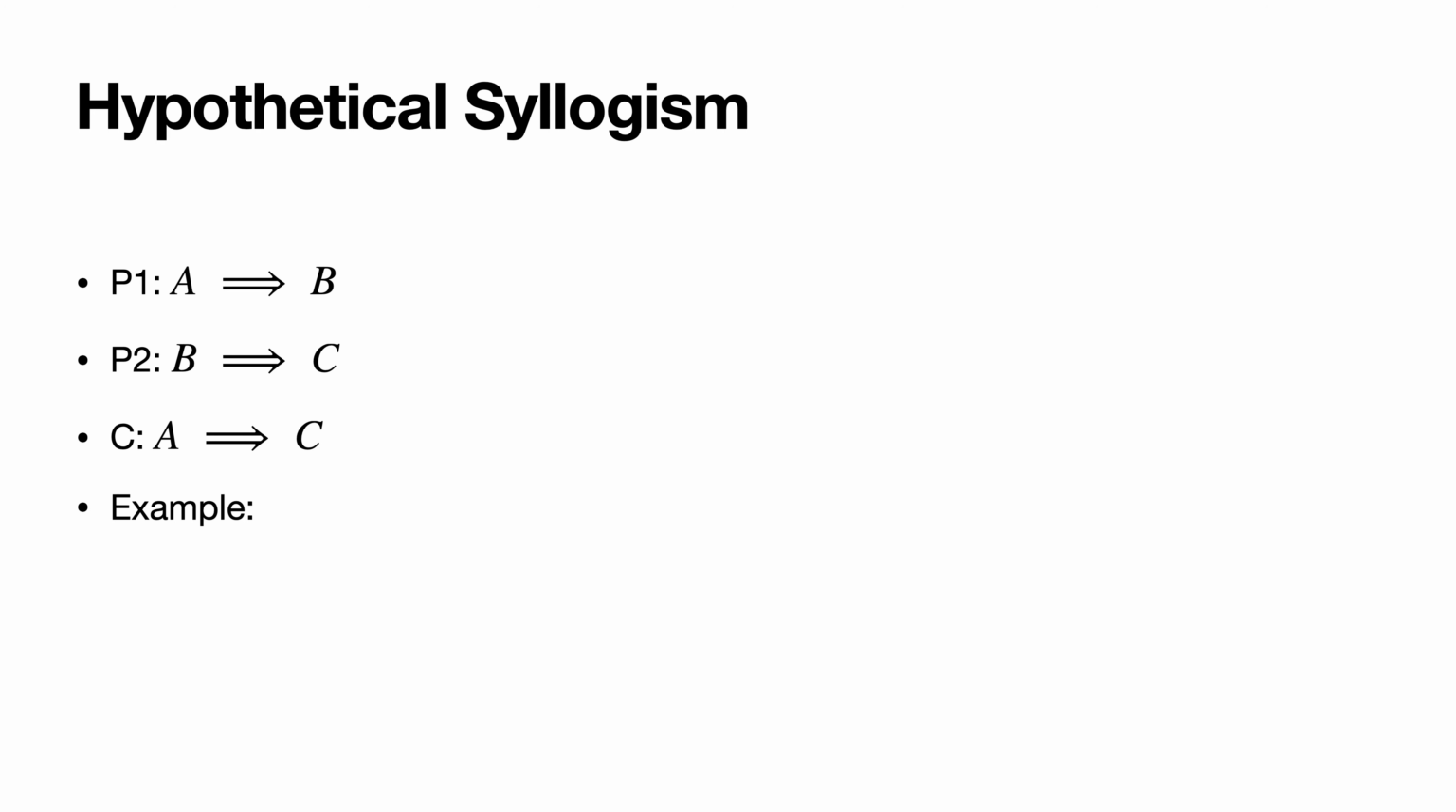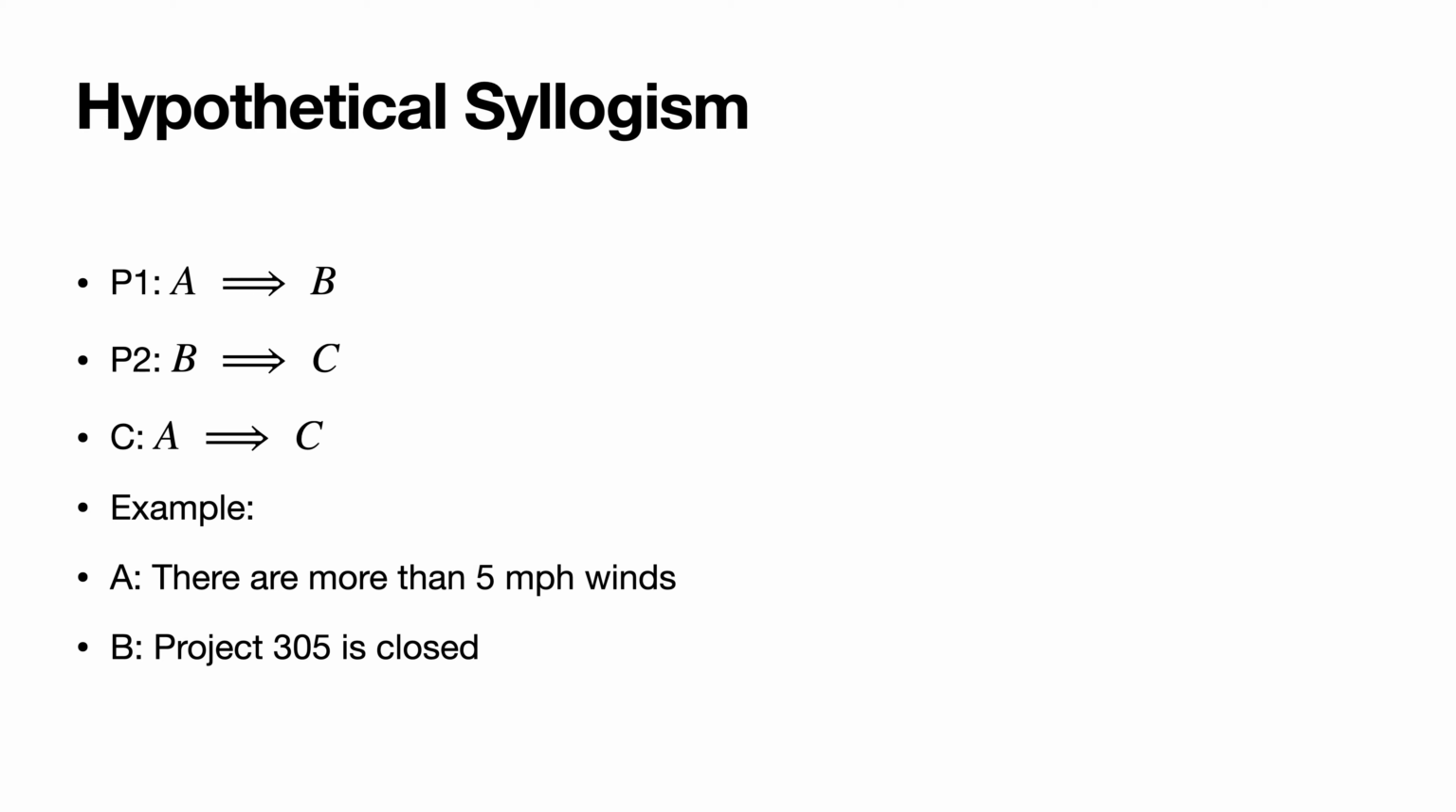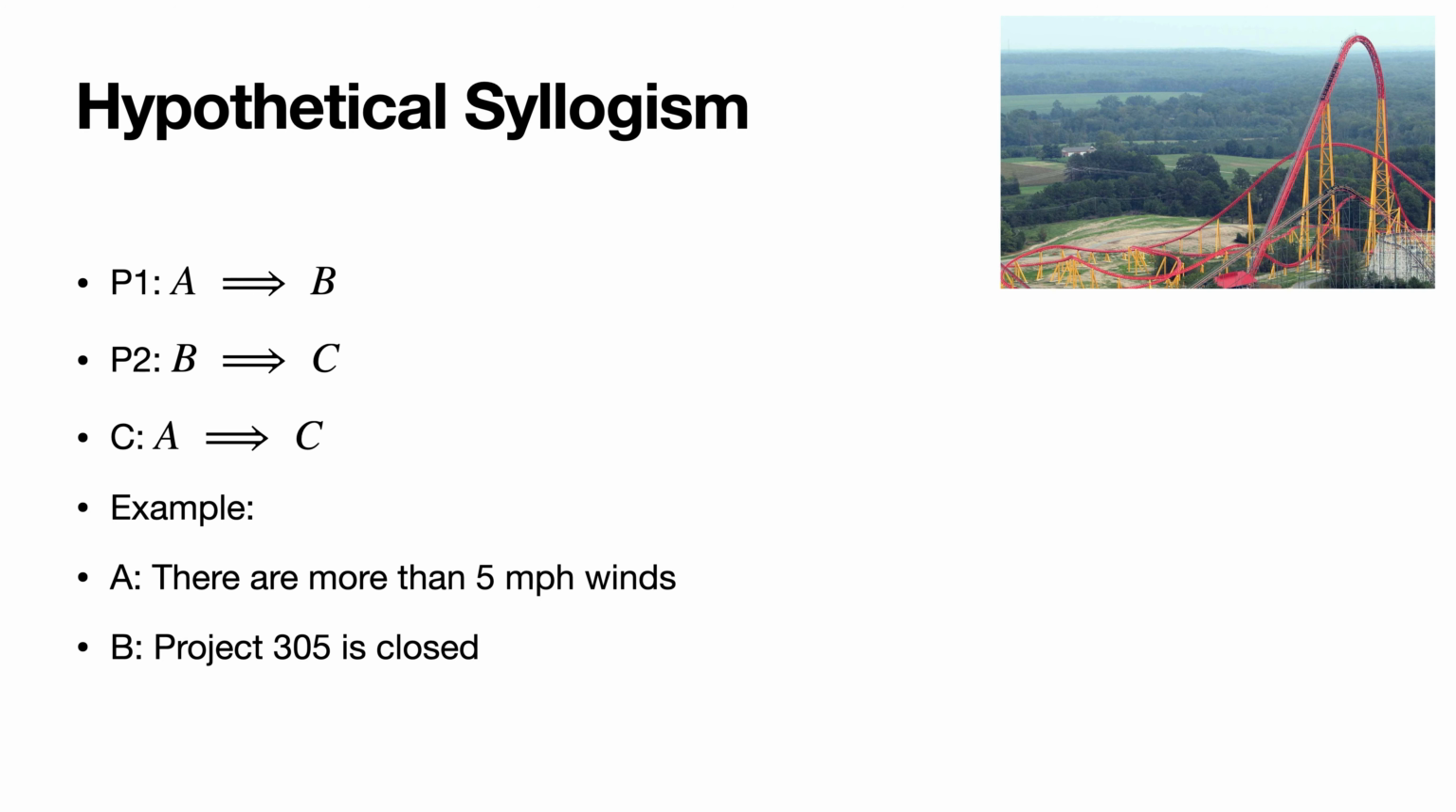For an example, consider the following. We'll use the example we've been using. Let A be the proposition that there are more than 5 mph winds, B be the proposition that Project 305 in Virginia is closed, and C be the proposition that I'm disappointed. In this example, premise 1 says that if there are more than 5 mph winds, then Project 305 will be closed. Premise 2 says if Project 305 is closed, then I will be disappointed. And our conclusion says that if there are more than 5 mph winds, then I will be disappointed.